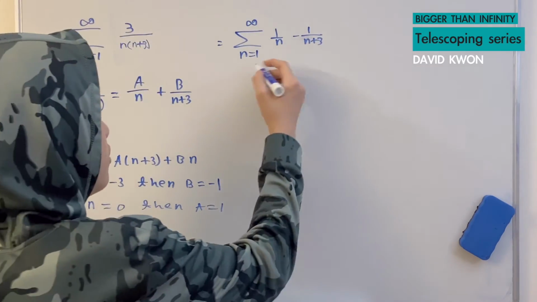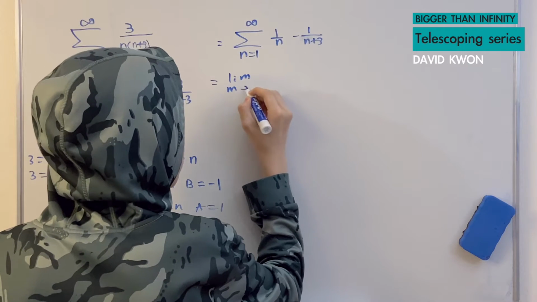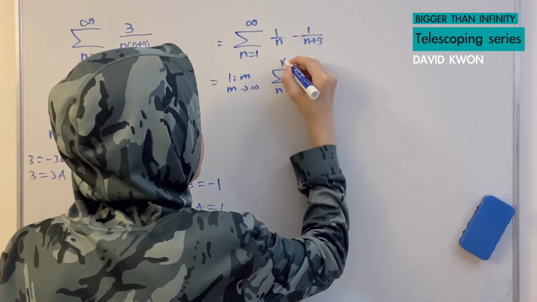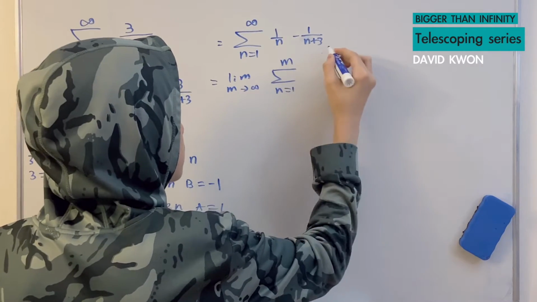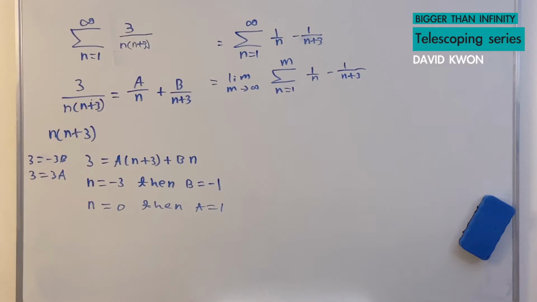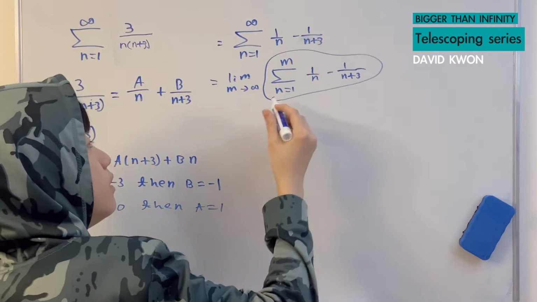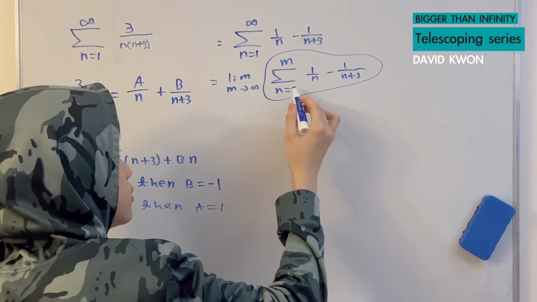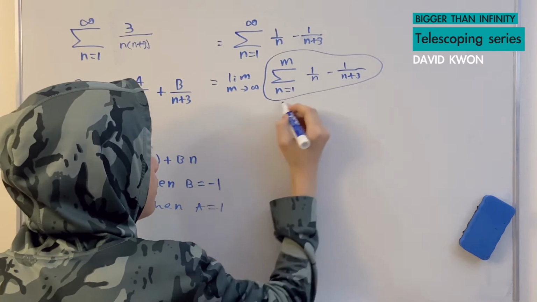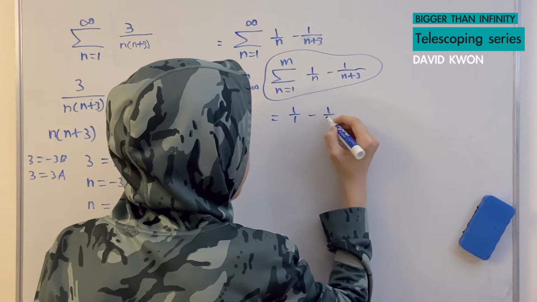I will also rewrite this as the limit of m approaches infinity. We have the summation from when n is equal to 1 to m, and those just stay the same. What can we do? Well, now we just solve for this. Starting off, we have n is equal to 1, so put it in here and here. We have 1 over 1 minus 1 over 4.